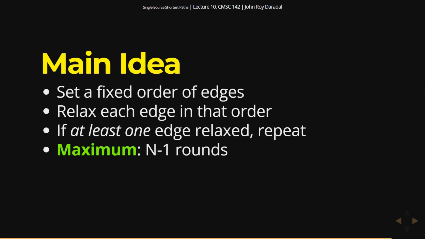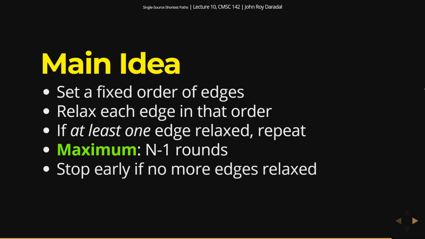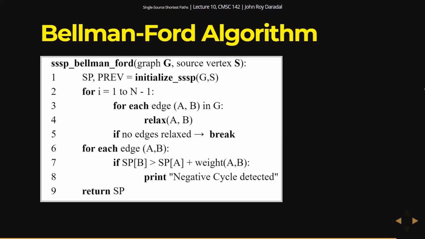So you can also stop early if there are no more edges that are relaxed in that previous round. But if there is still at least one edge being relaxed, then continue. Okay, so that's the idea for Bellman-Ford. Just repeatedly relax each edge following a fixed order, until either you've reached n-1 iterations or no edges have been relaxed, so you can break early. Bellman-Ford is pretty straightforward.